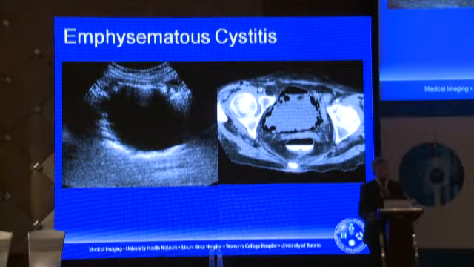This is a patient in the ICU with abdominal pain, and this is an emphysematous cystitis. Note again that reverberation artifact. So be aware of the appearance of gas on ultrasound. And this patient actually had the CT scan for a different reason and confirmed gas in the bladder wall.